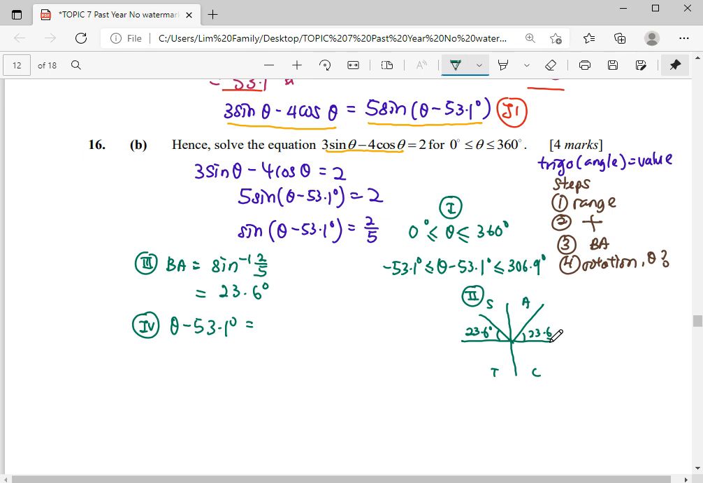Start from 0 in quadrant 1. So start from 0, this is my opening angle. In quadrant 1, the angle involved here is 23.6. Then I continue to quadrant 2. When I want to open the rotation into quadrant 2, it will equal half a cycle, 180 minus the basic angle.